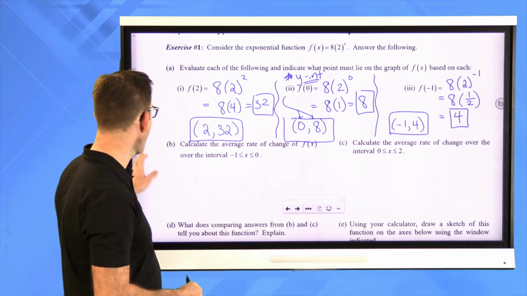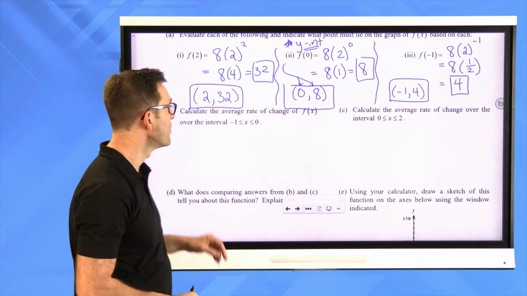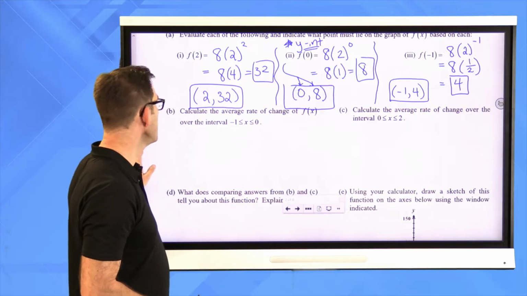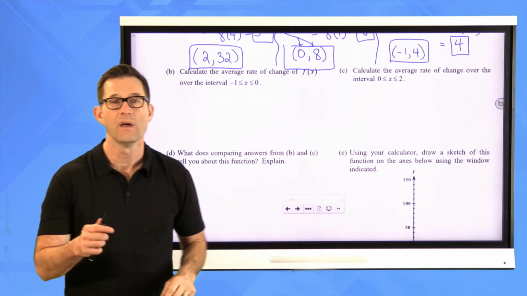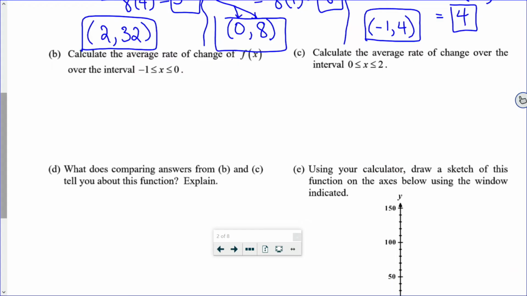Now, let's do a couple average rate of change problems. It's been a little bit since we've done that, and I want to keep these points sitting up there because they are points on the function. Let's take a look at letter B. Calculate the average rate of change of f of x over the interval -1 is less than or equal to x, which is less than or equal to 0.